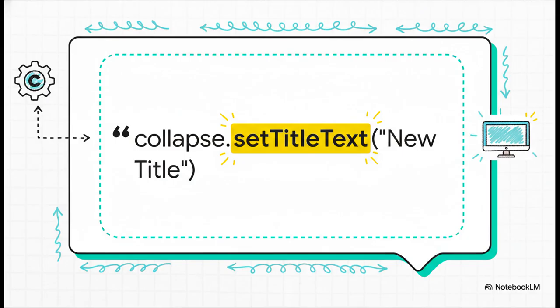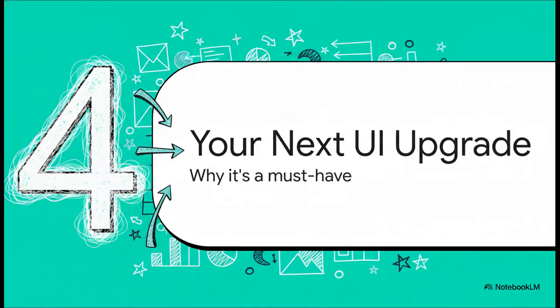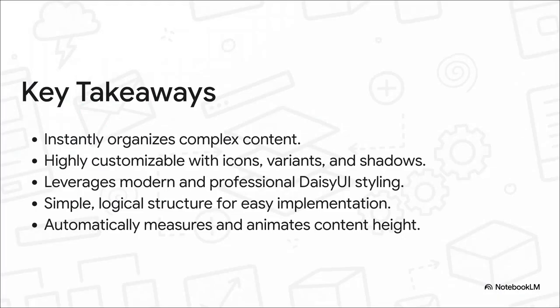And controlling it in your code? Just as simple. Say you want to change the title text while the app is running. Well, it's just one clean, super readable line of code. This kind of simplicity is all over the component's design. So let's wrap this all up. Why is this component something that every B4X developer should have in their toolbox? Let's just run through the highlights.